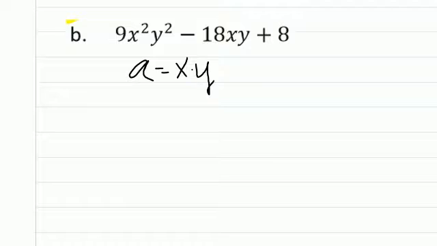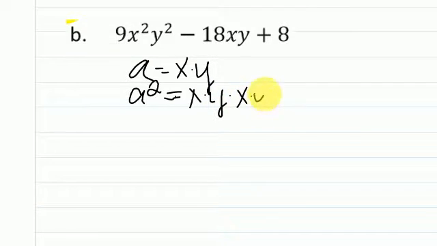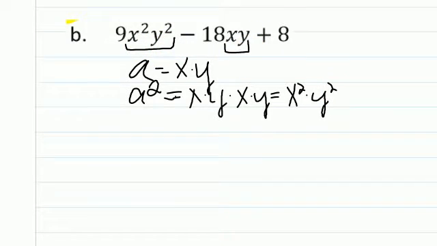That means a squared is going to equal x times y times x times y. In expanded form, if we were to rewrite that in exponential form, it's going to be x squared y squared. So a squared is going to equal x squared y squared. If you notice, here's our x squared y squared and here's our xy. I'm going to substitute in a squared for this expression and a for this expression.